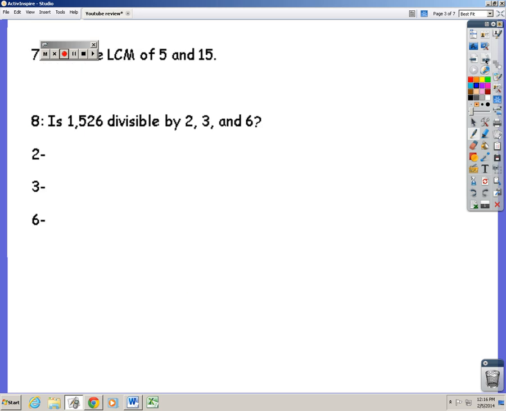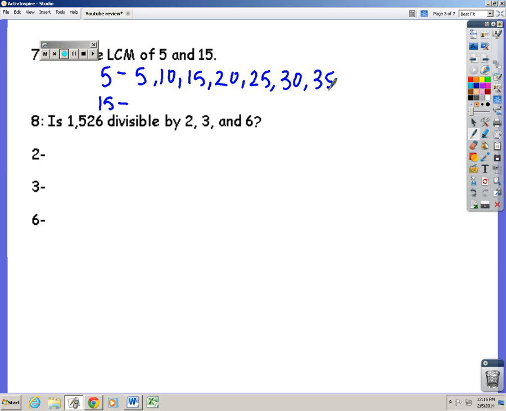Alright. Next one, number 7. Number 7, find the LCM of 5 and 15. So when we're finding the least common multiple, we think of least as list. So we're going to list out our multiples of 5 and 15. So I'm going to write 5 and 15, and I'm going to make a list. Start with 5, 10, 15, 20, 25, 30, 35, and I think I'm going to stop there, just because I feel like I wrote quite a few.